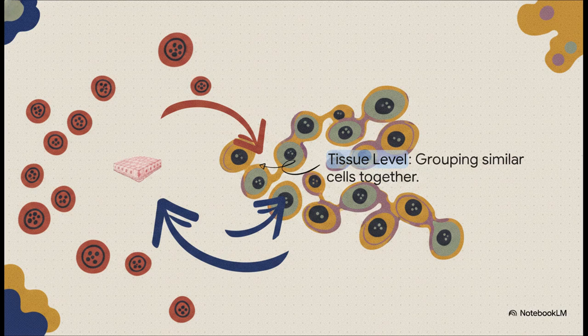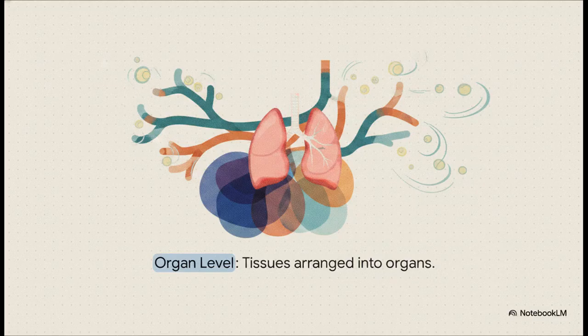Moving right up to level 4, we hit the tissue level. Because just like atoms, cells generally don't like working alone either. When a group of very similar cells organizes to perform a common shared function, they officially become a tissue. If you look at epithelial tissue, for example, it's really just a tightly packed group of cells all working together as one unified layer.